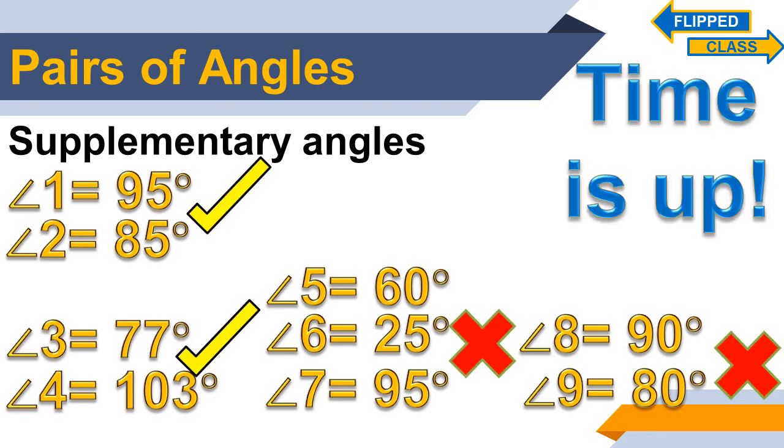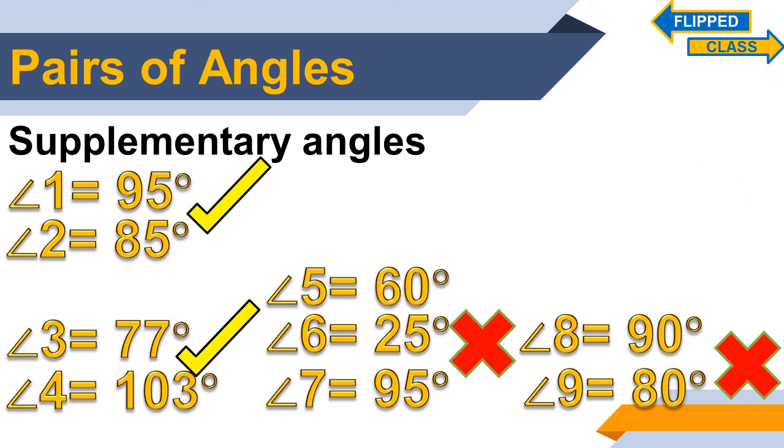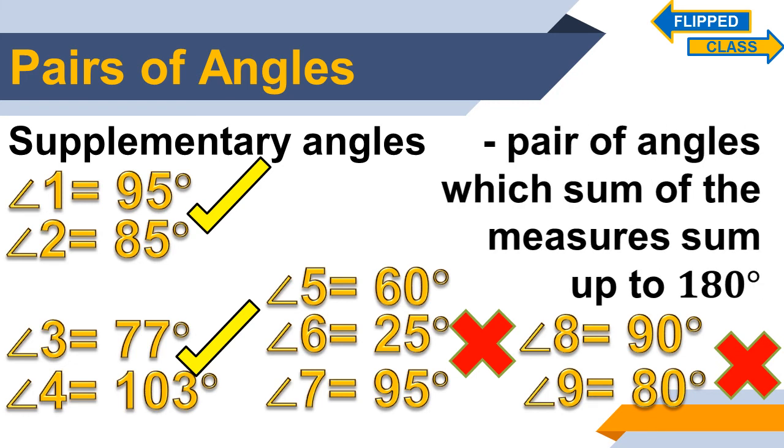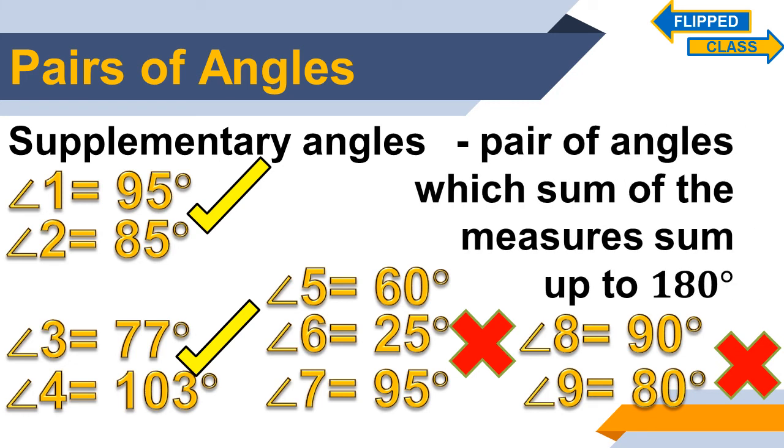Time is up. Now, just like what we know, we are asked about a pair of angles. Therefore, 5, 6, and 7, there are only 3 of them, so it cannot be. And what you have noticed here is that they must sum up to 180 degrees. Angles 8 and 9 sum to 170 degrees only. Now, those are the 5 pairs of angles that you know.